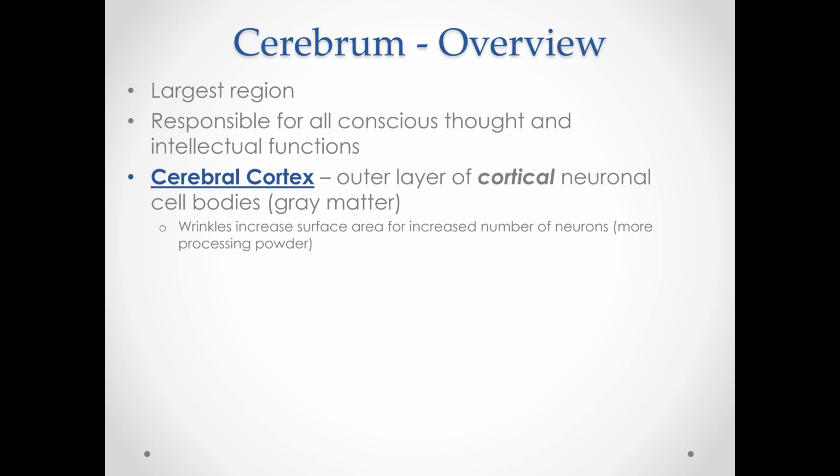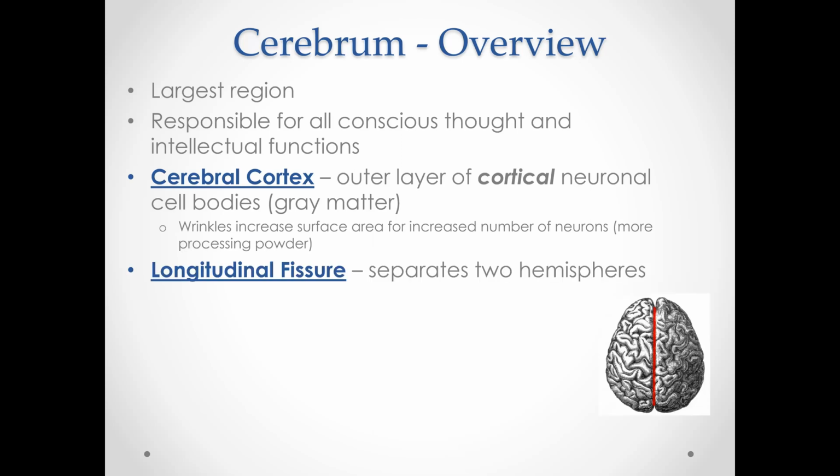And as mentioned in the beginning, the cerebral cortex is the outer layer of neuronal cell bodies that are also called cortical neurons. Cortical because they're part of the cortex, and this is making up that outer layer of gray matter. The number of wrinkles increases the surface area, and this allows for an increased number of neurons, which provides more processing power. So if you go back to the beginning of the lecture, you can see the cerebral cortex of several different mammals that I compared for you.